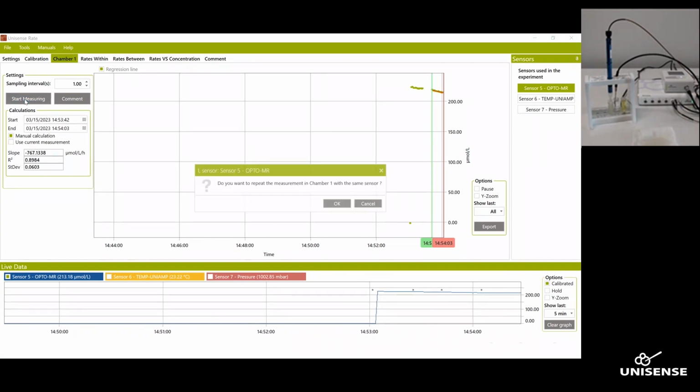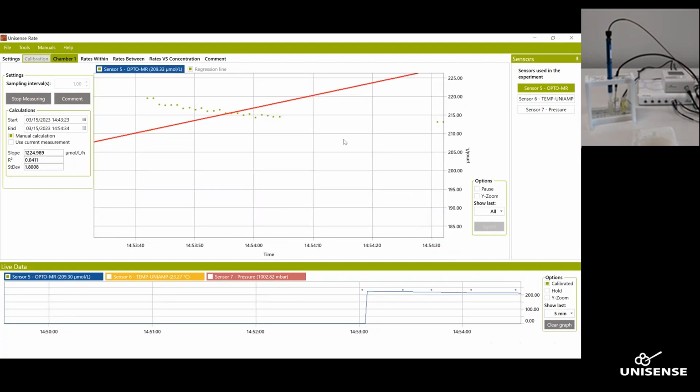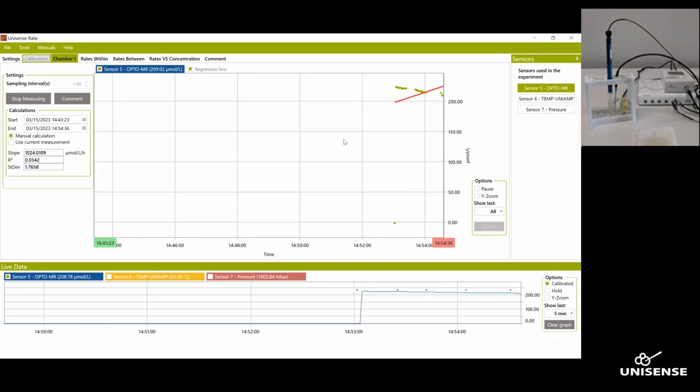Yeah, just start it again. Yeah, but I think you can see that the oxygen is slowly decreasing in the chamber. So the yeast are eating some oxygen.